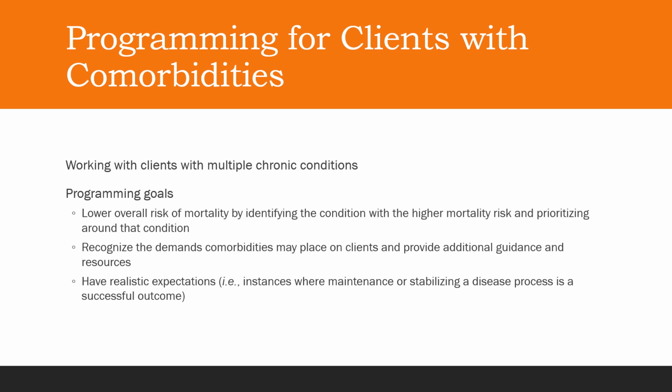Moreover, the presence of chronic conditions is linked with an even greater propensity of comorbidities. For instance, almost all individuals with diabetes have at least one other chronic condition, and nearly half have 3 or more comorbidities. These facts make it increasingly likely that the fitness professional will be interacting with clientele that have multiple chronic conditions. General programming goals in the management of clients with comorbidities are to, number 1, lower the overall risk of mortality by identifying the condition with the highest mortality risk. Prioritize exercise program design around this condition.